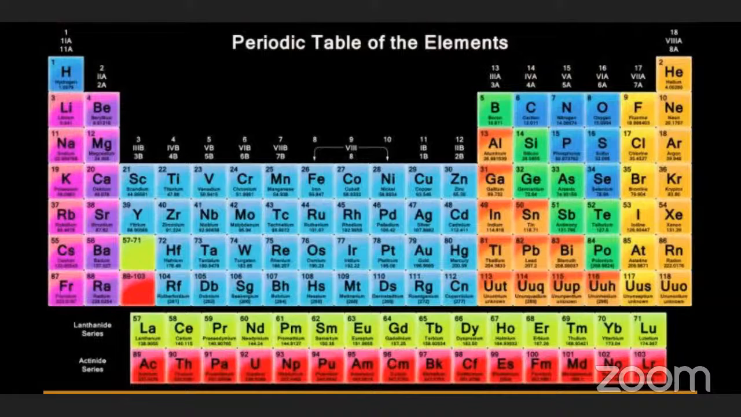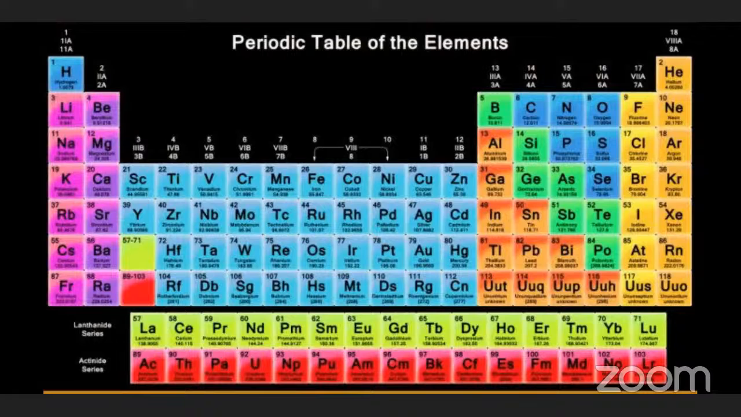This is called a modern periodic table. These are all elements. Check it: the first one is hydrogen, and then helium we have here. After that, lithium, beryllium, boron, carbon, nitrogen, oxygen, fluorine, neon. But what is the last number? 118.